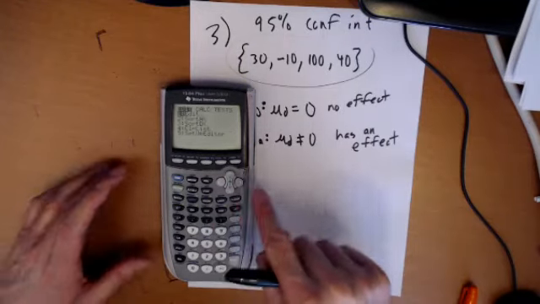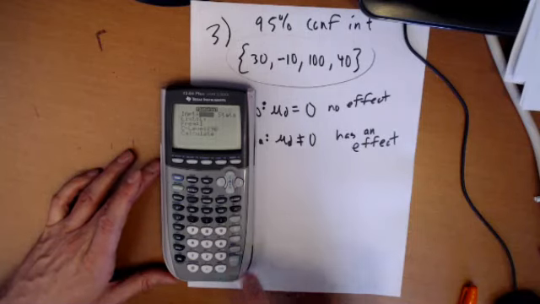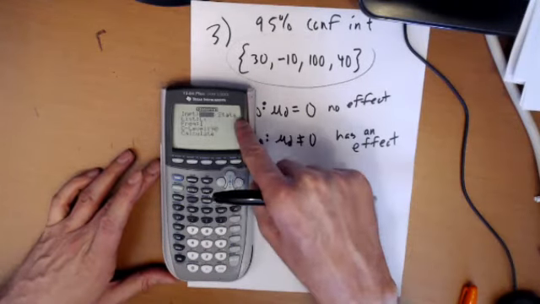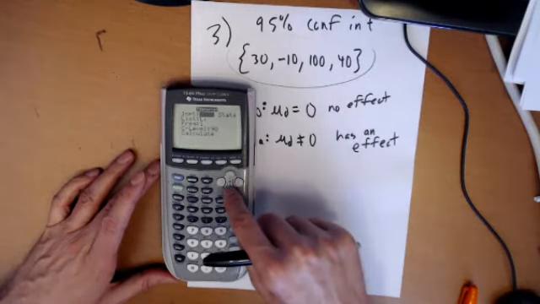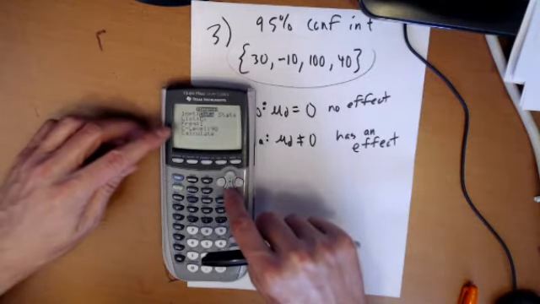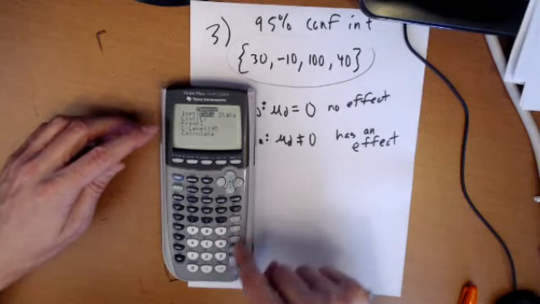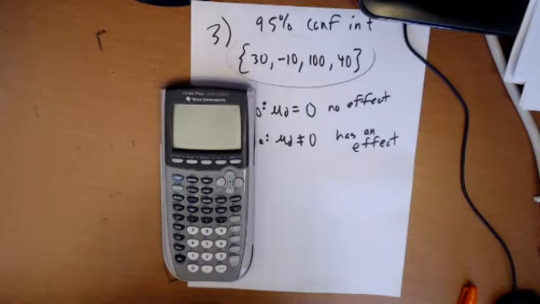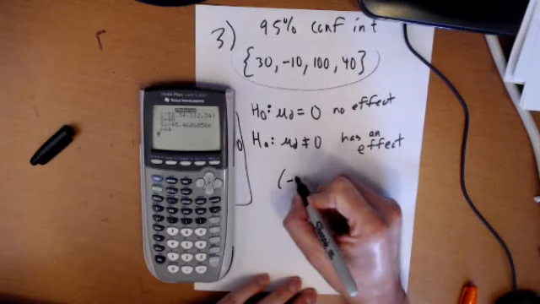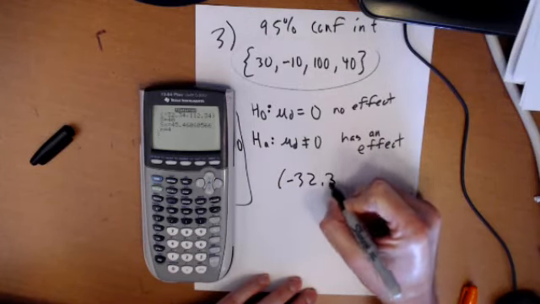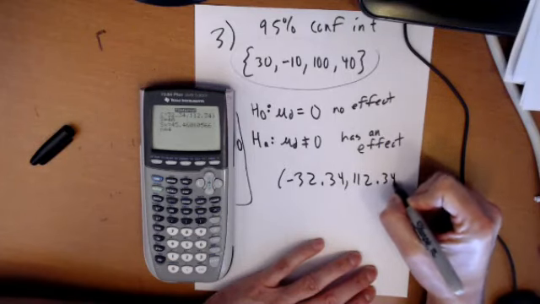So go to stat, tests, t interval, enter. Data or stats? Data. We gave it a bunch of raw data, so okay, data's good. Everything is in L1, okay. And frequency 1, everything showed up once. 95%, so let's change that to 95. Enter, enter. And it says negative 32.34, comma, 112.34.